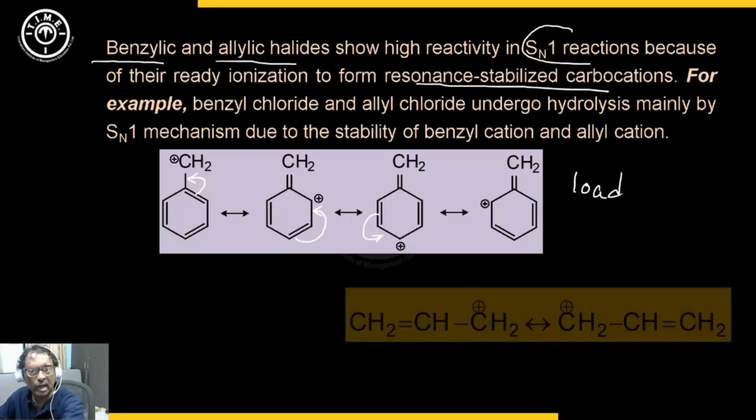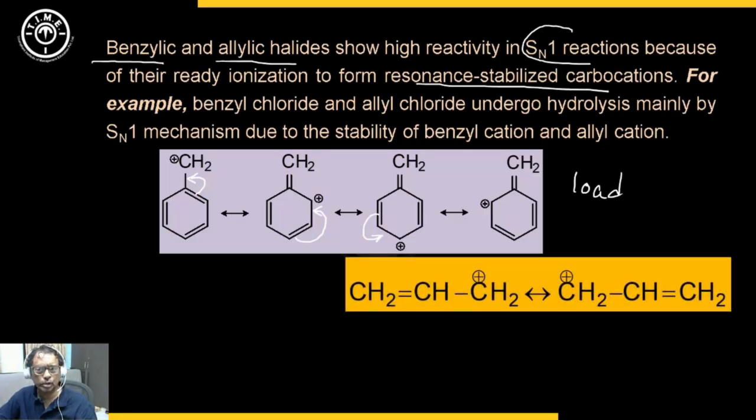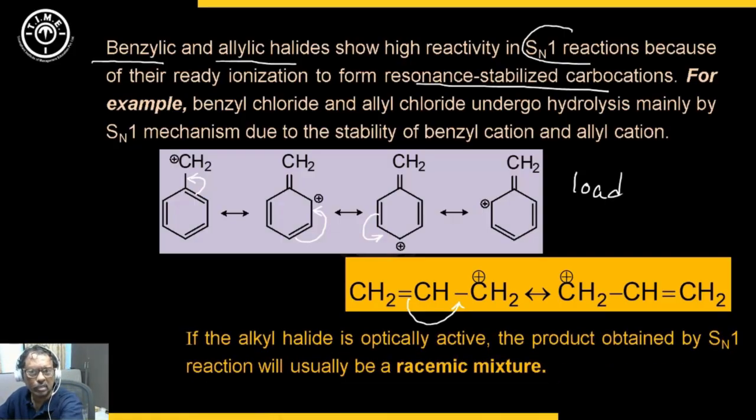Similarly, look at the allyl. So allyl is also stabilized, right? And if you see, both the allyl carbocations are identical. A C double bond C attached to a C plus is common in both, right? So allyl and benzyl carbocations being resonance stabilized, they are easily formed. Therefore their parent halides, benzylic halide or allylic halide, undergo SN1 type of mechanism, right, instead of the other type.